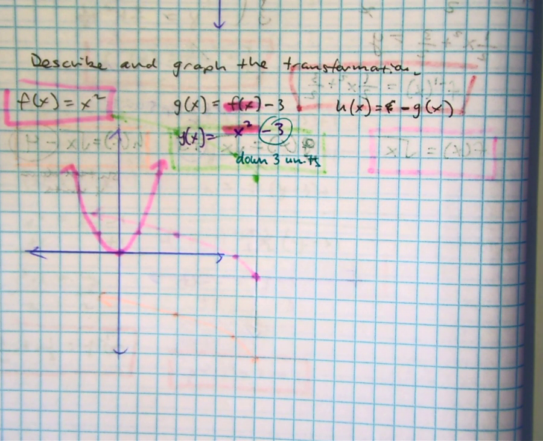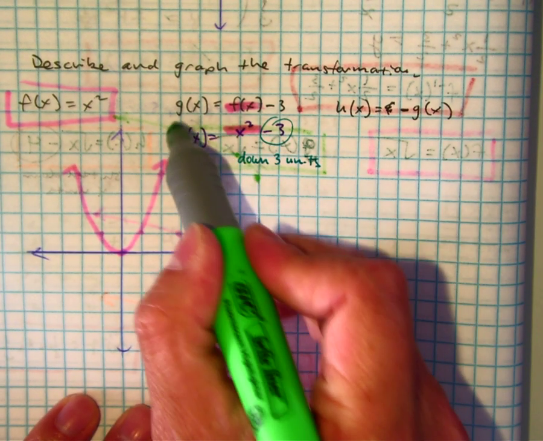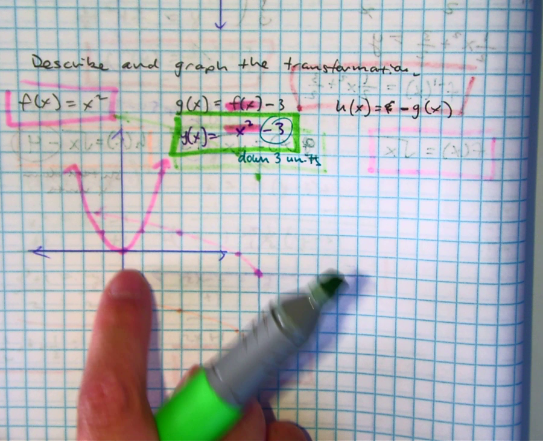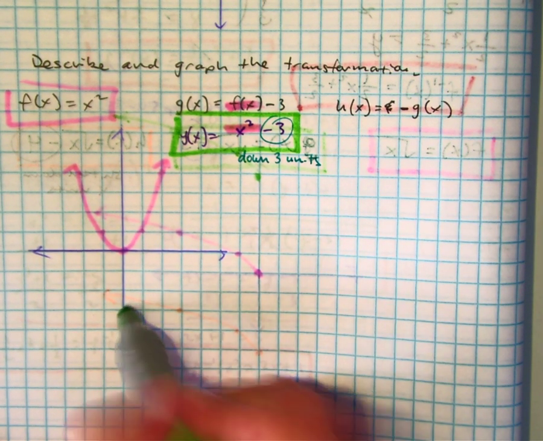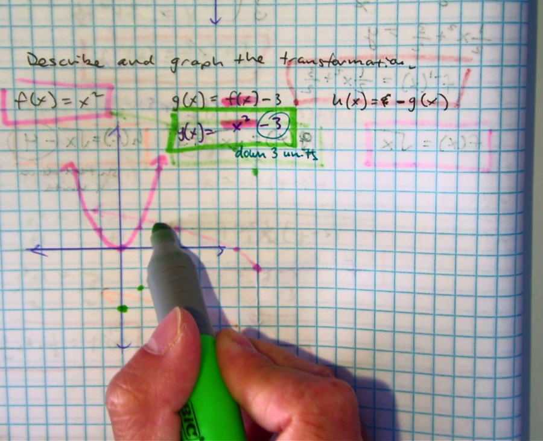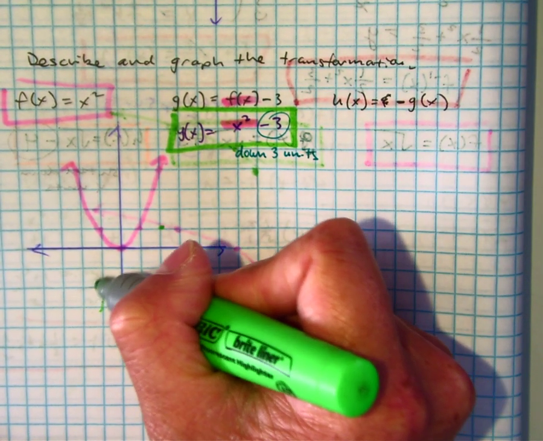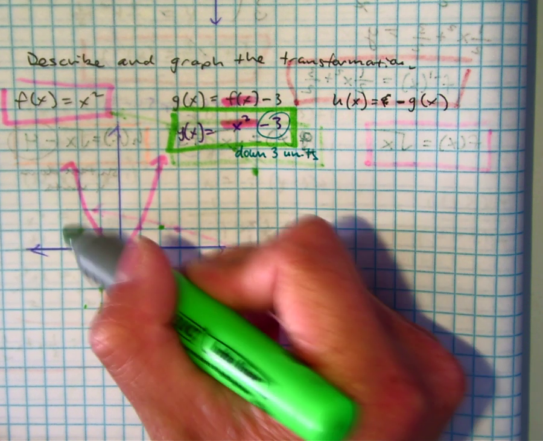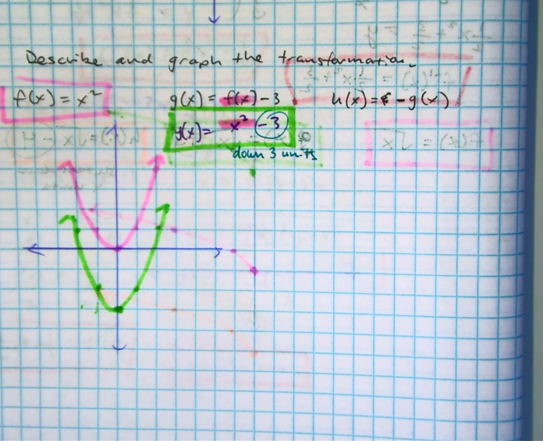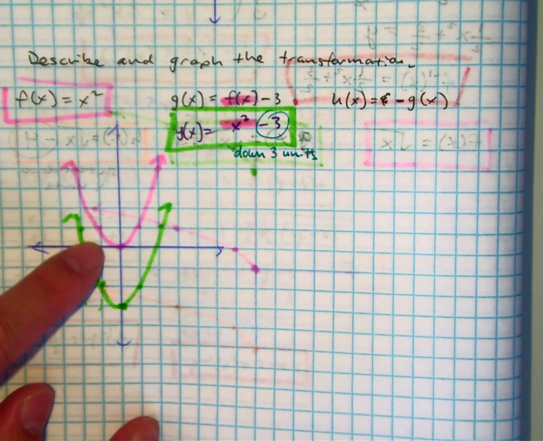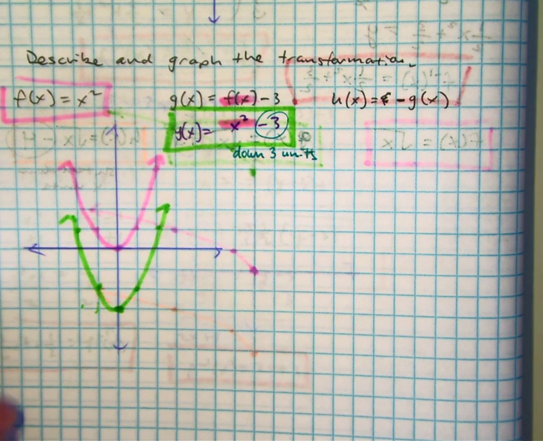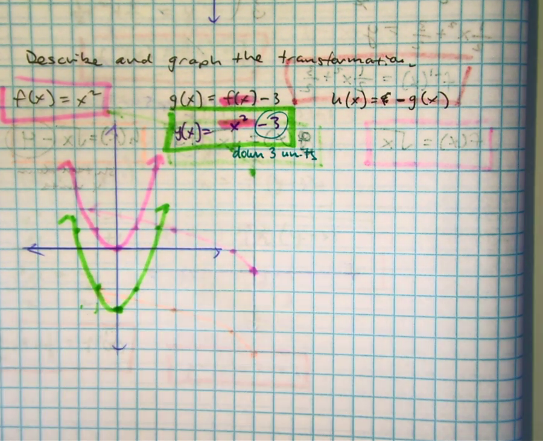Let's go ahead and graph g of x. So I'm just going to move it down 3 units. 1, 2, 3. And you'll do the same thing. Right 1, up 1, right 2, up 4. Left 1, up 1, left 2, up 4. And there you can see that it's being pushed down from the vertex, its minimum, 3 units. Okay? Well, let's look at the next one.